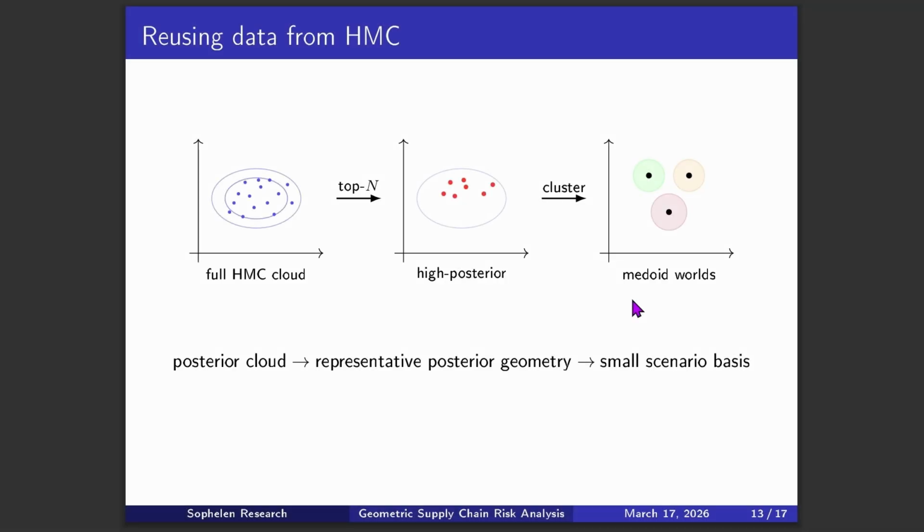So when we finish running our Hamiltonian Monte Carlo, not only should we save the samples, but we should also save the potential energy score, because the potential energy score tells us the density. So what we would do is choose, let's say, the top 60% of the samples based on the potential energy. And then we're going to cluster them using a certain distance function that still respects the geometry. And we're going to look for something called the medoid within each cluster.